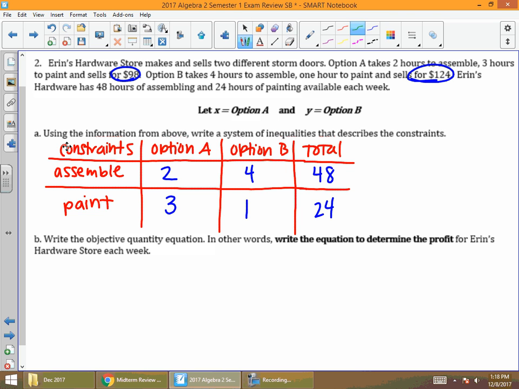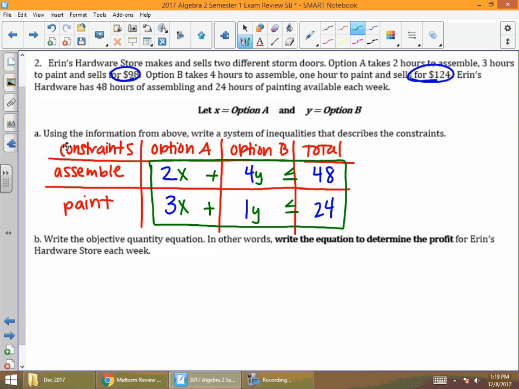So once you get all of that filled in, think about it: it's going to take 2 hours for every option A plus 4 hours for every option B, and it can't exceed 48 hours, so it's going to be less than or equal to. Then for painting, 3 hours for option A plus 1 hour for option B, and that has to be less than or equal to 24. So these are 2 of your equations that we're going to use.